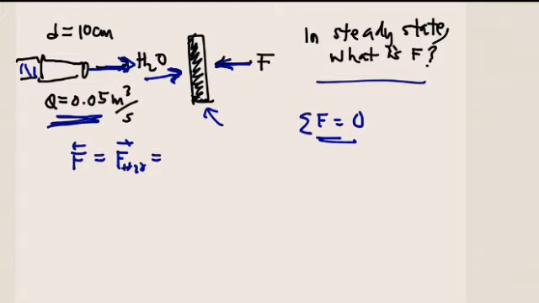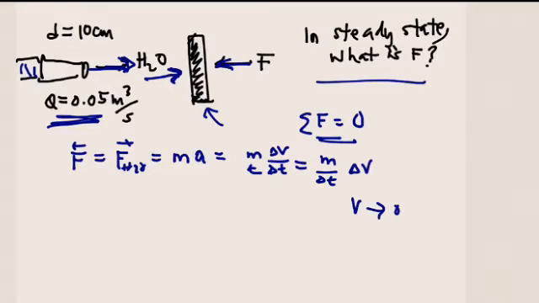And it's equal to the mass times the acceleration, or mass times the change in velocity per time. We can also write that as mass per time times the change in velocity. Really what's happening is the velocity is going from whatever the velocity is when it hits the thing to 0. So it's going from this value to 0. So that would be the change in velocity.